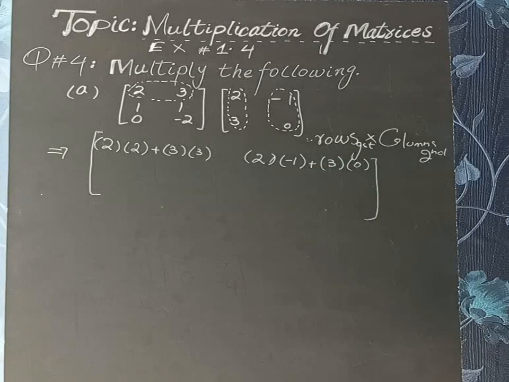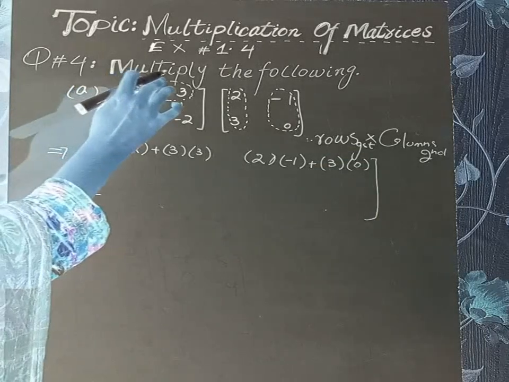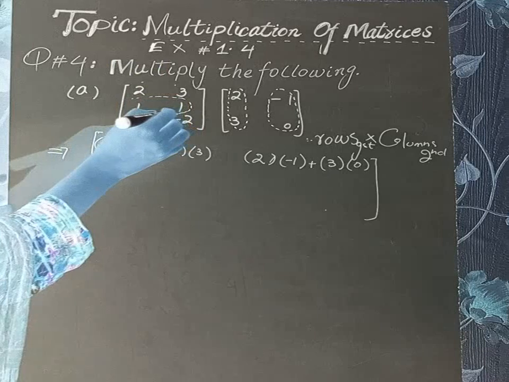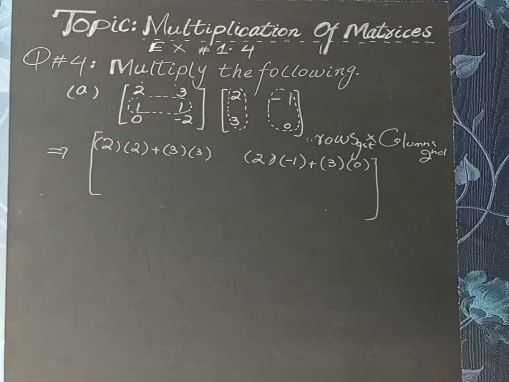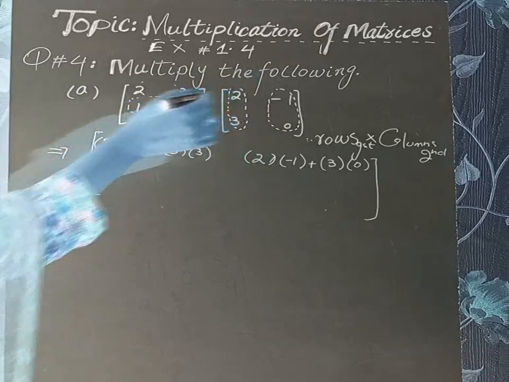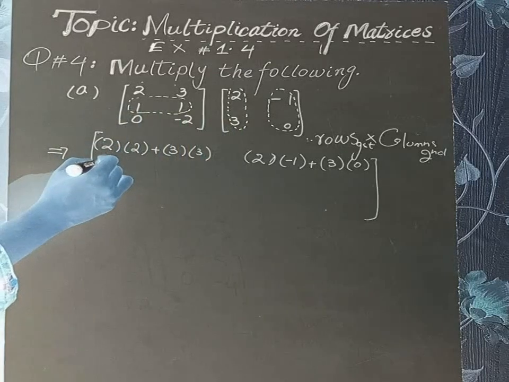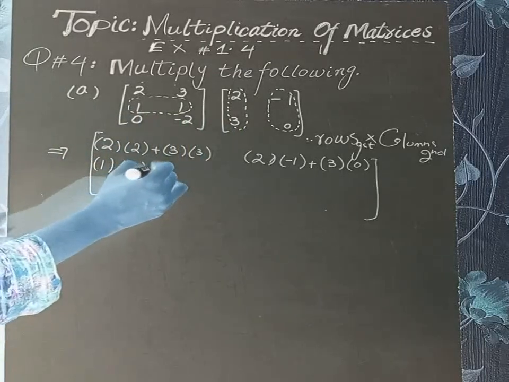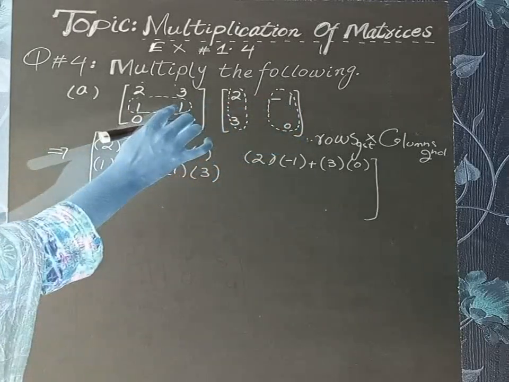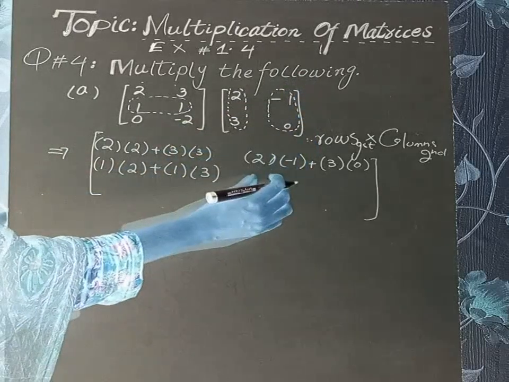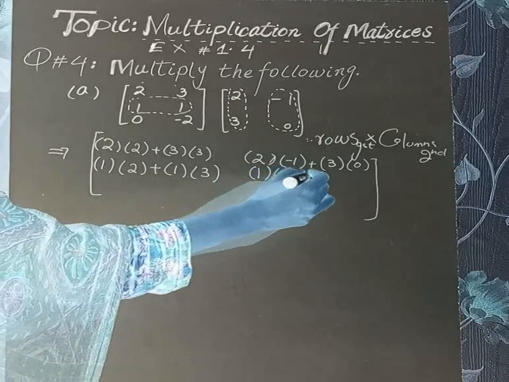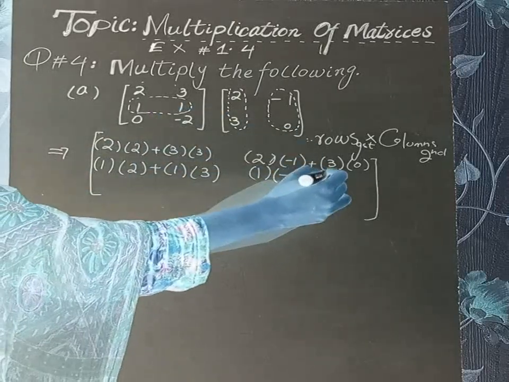Then we will come towards the second row, 1, 1. This will be multiplied by both the columns, 2, 3 and minus 1, 0. 1 multiplied by 2 plus 1 multiplied by 3. One multiplied by minus 1 plus 1 multiplied by 0. This is the second column, so we write it under the second column.